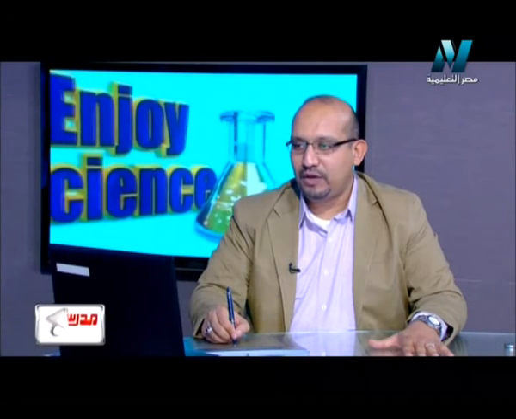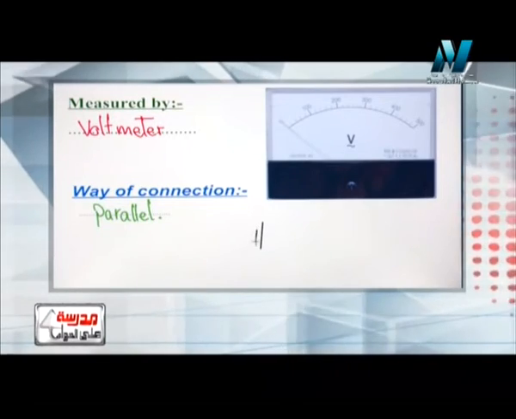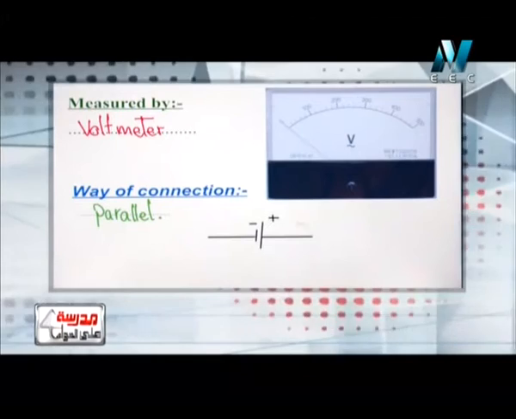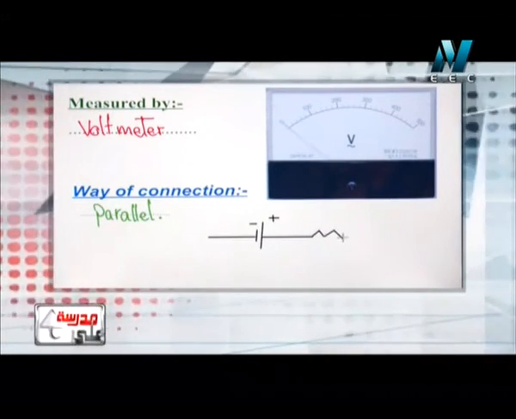So here we have to know the measuring unit of the potential difference, the device that measures it, the voltmeter, and its way of connection: parallel. Then we will take a question from Mr. Yasser. First, for the parallel connection, we should differentiate between the connection here and here. For example, here we have the dry cell, as we studied before. We know positive and negative here. And here we have the electric resistance, the wire.